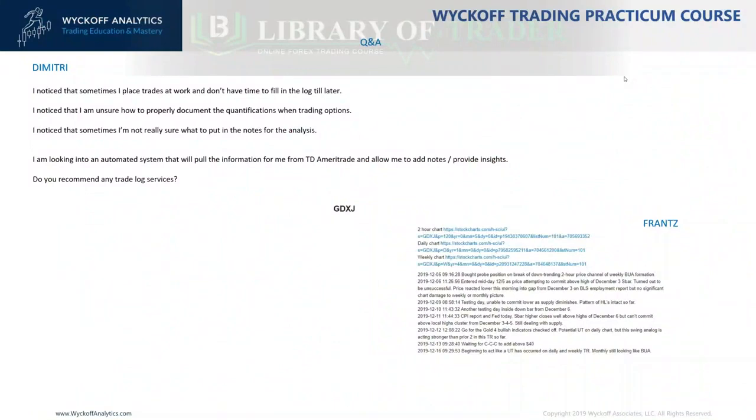All right, next question. This comes from Dimitri. Let me see if Dimitri is here. Yes. I noticed that sometimes I place trades at work and I don't have time to fill in a log till later. I'm unsure how to properly document the quantifications when trading options. Sometimes I'm not really sure what to put in the notes for the analysis. I'm looking into an automated system that will pull information for me from TD Ameritrade and allow me to add notes, provide insights.